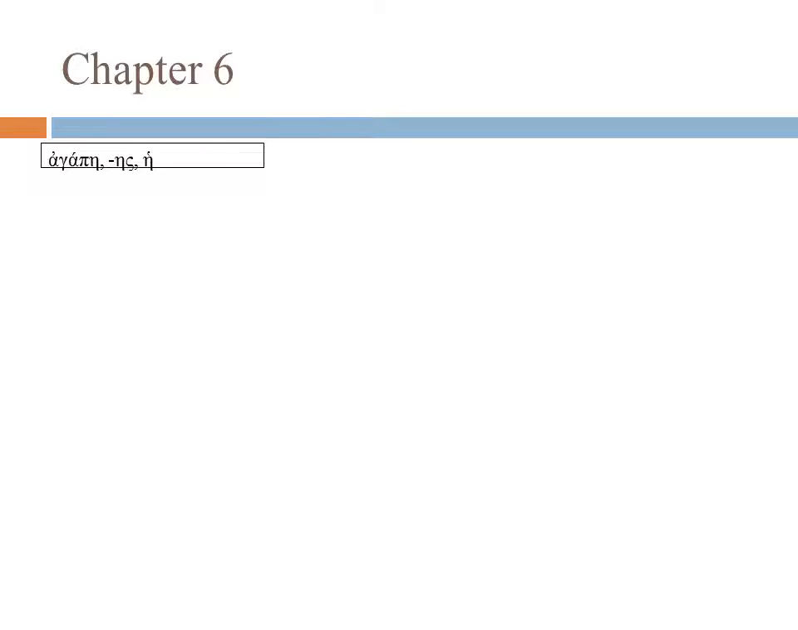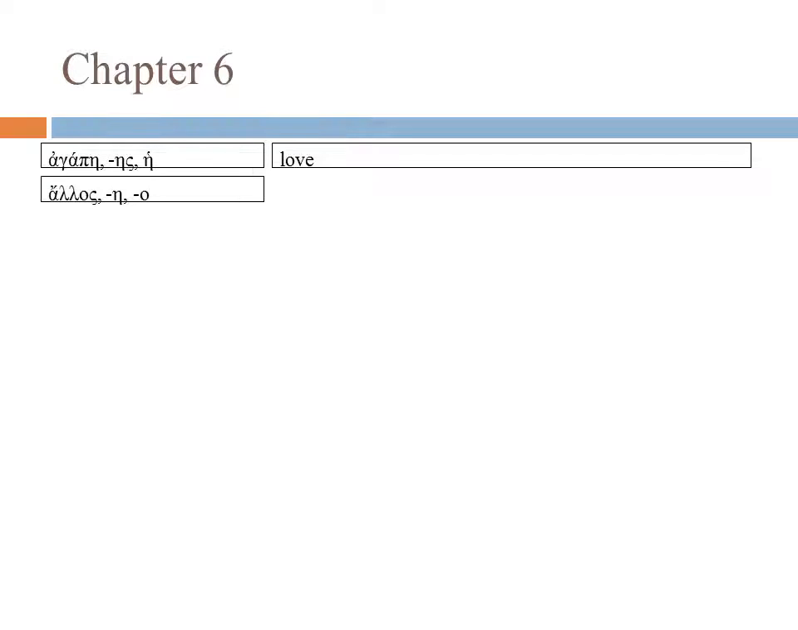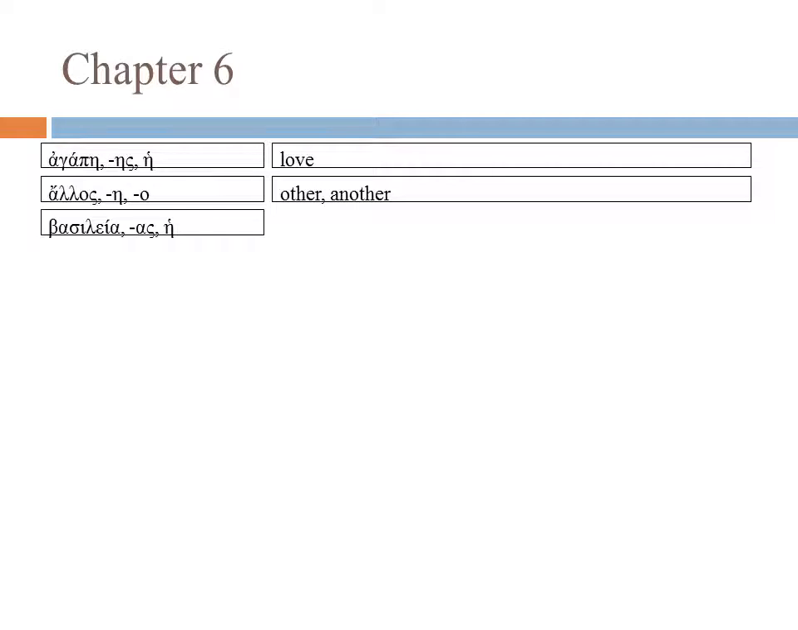Agape. Agape is a first declension feminine, and it means love. Alas. Alas is a pronoun, and it means other or another. We will look at this later.